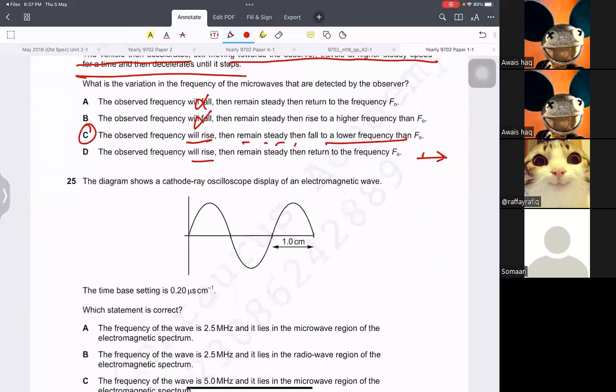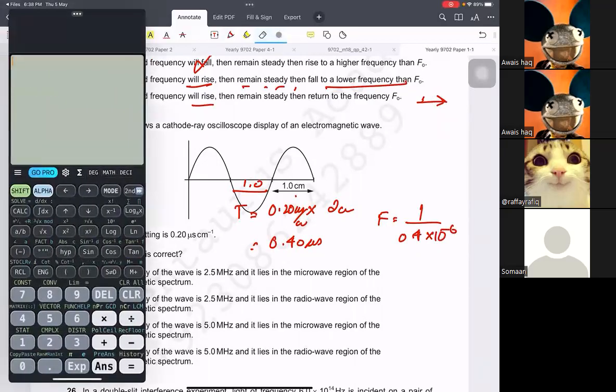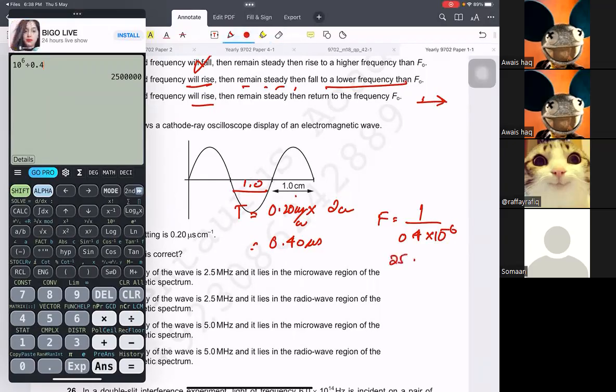Okay, then the time-base setting. What is the statement? Okay, well, you have to find it. If this is 1.0, this will be 1.02. So the displayed wavelength is 2 centimeters. You can multiply it with 2 microseconds per centimeter. This will give you the time period. So this will be 0.40 microseconds. The frequency will be 1 upon 0.40 times 10 raised to minus 6, which is 10 raised to power 6 divided by 0.4, that is 2500 kilohertz, 2.5 megahertz.